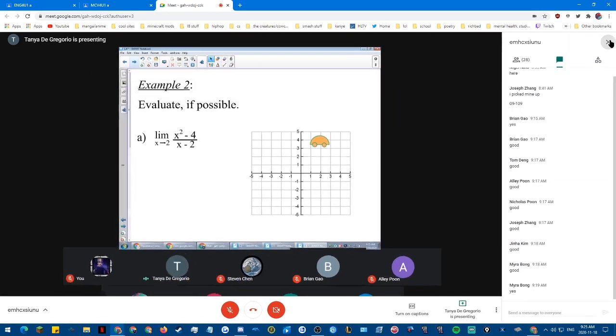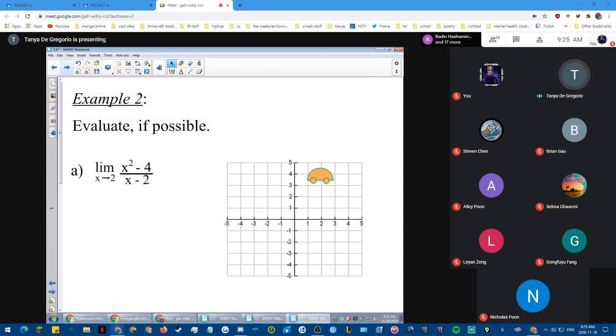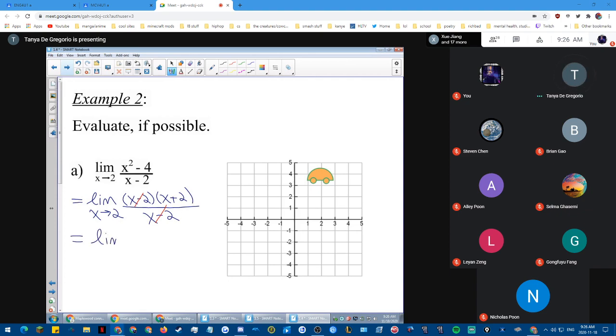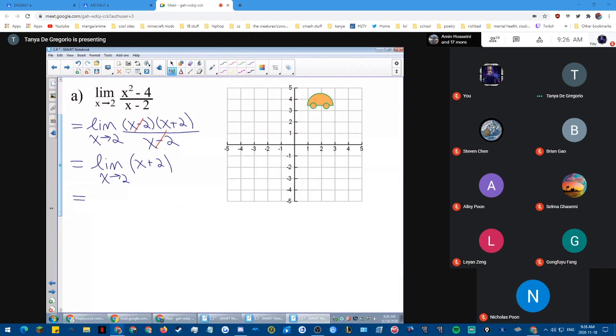So I have to find a method to simplify this better. And so by looking at it, you should all see that we're going to factor. So what type of factoring is this? Yep. Difference of squares. And now I can divide out the x minus 2.